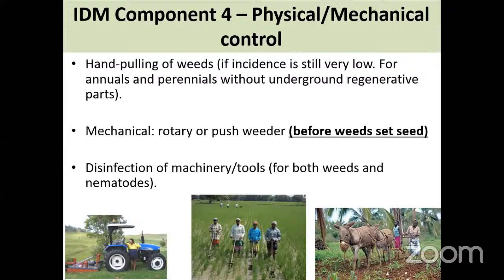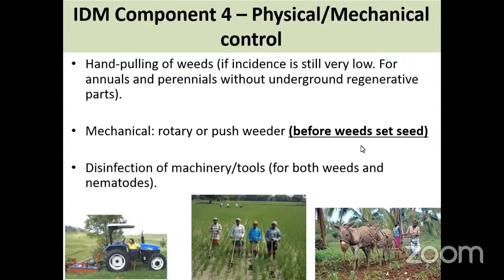Okay, so like I was saying, when you notice there are very few weeds, hand pulling might be a good way to go, on condition that these are not weeds that have underground propagative structures. Now, of course, you can get into mechanical control. Here you're talking about implements that may be powered by a battery or some kind of mechanical power. It could be a tractor, it could be oxen, it could be water buffalo, and so on.